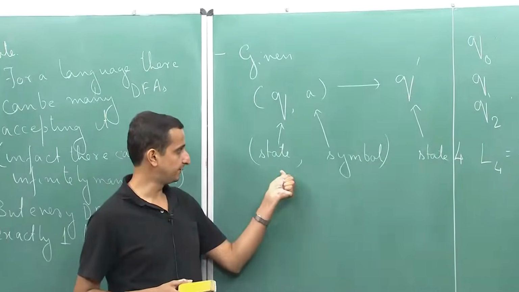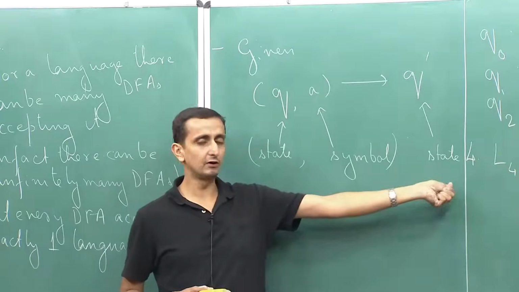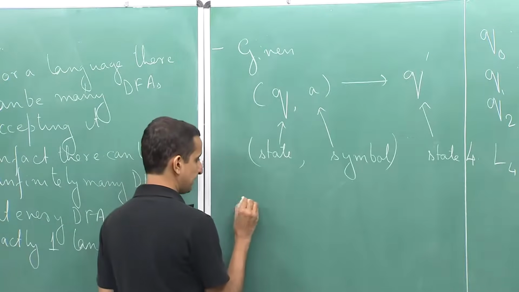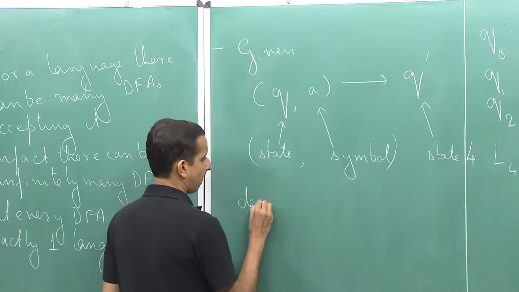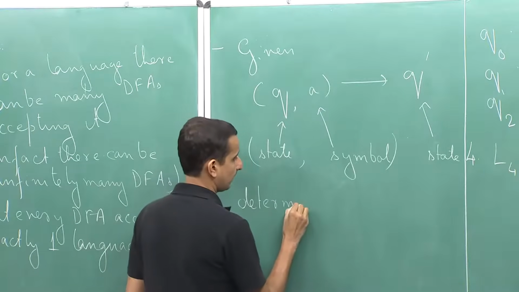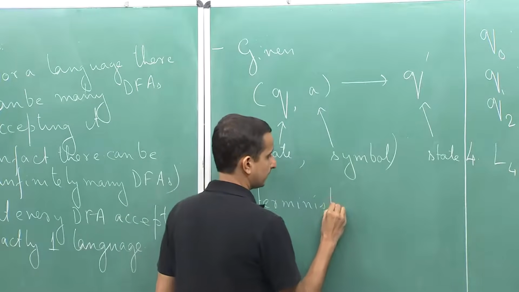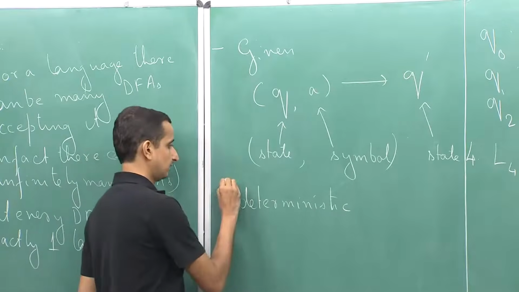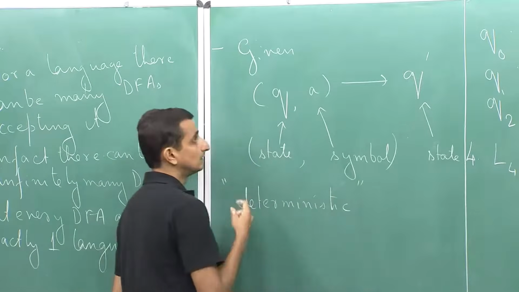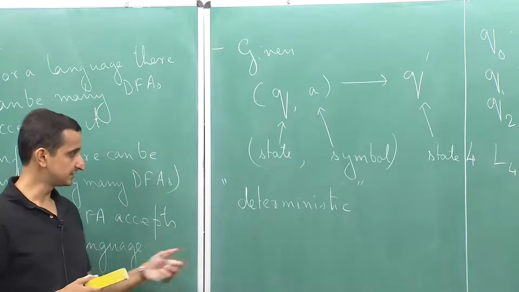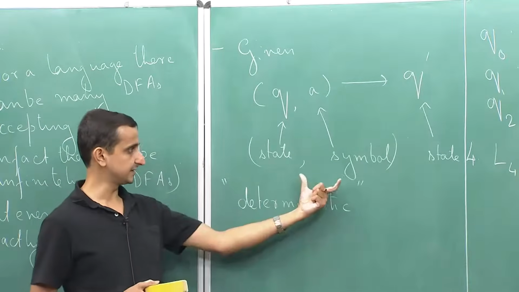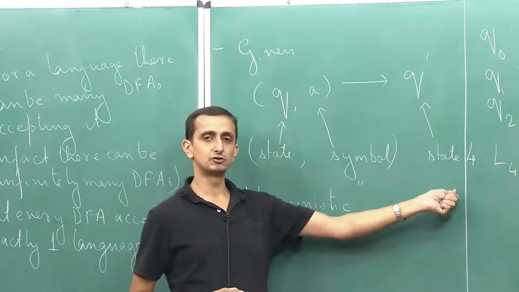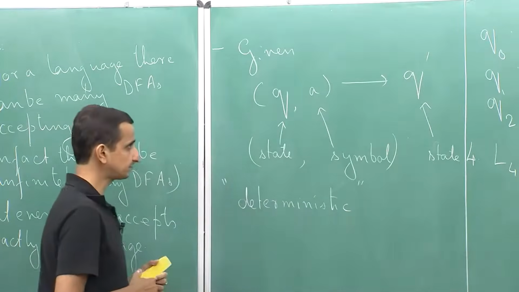So, if we fix a state and if we fix a symbol, then we go to a unique state from it, and this is the reason why we have the word deterministic in the description of this computational model. So, deterministic refers to the fact that given a state comma symbol pair, the model deterministically goes to a unique state. Okay.